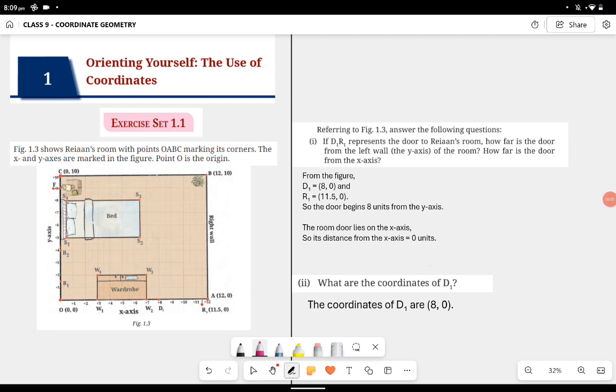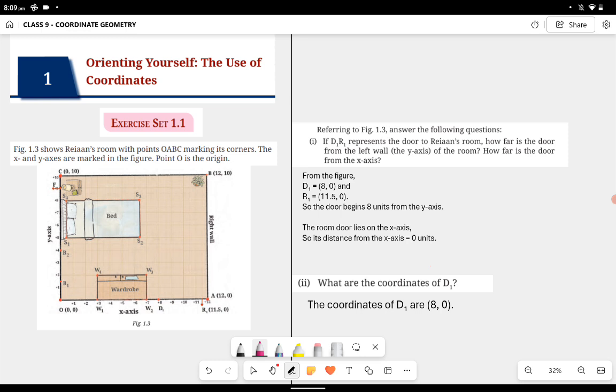Hello students, today we will be taking the session on Class 9 Chapter 1, Orienting Yourself: the Use of Coordinates. First we will go through exercise set 1.1.